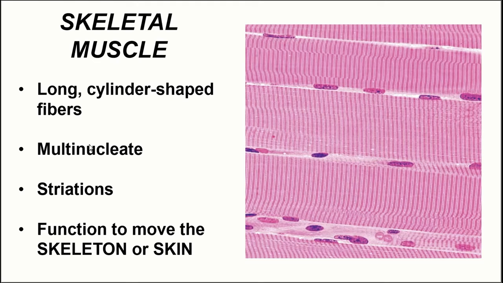Because of the large size of skeletal muscle cells, they are multinucleate, which means that they have more than one nucleus per cell. And these skeletal muscle fibers are so packed with the proteins that cause muscle contraction. That's what you're seeing in these striations here. These are the proteins that are arranged in the skeletal muscle that aid in muscle contraction.